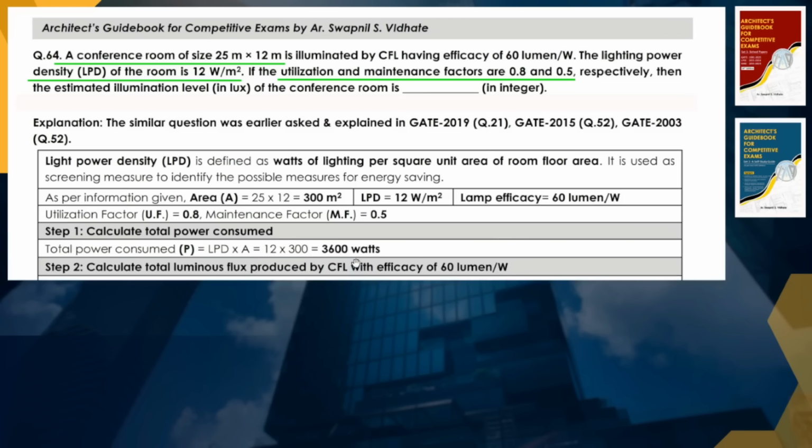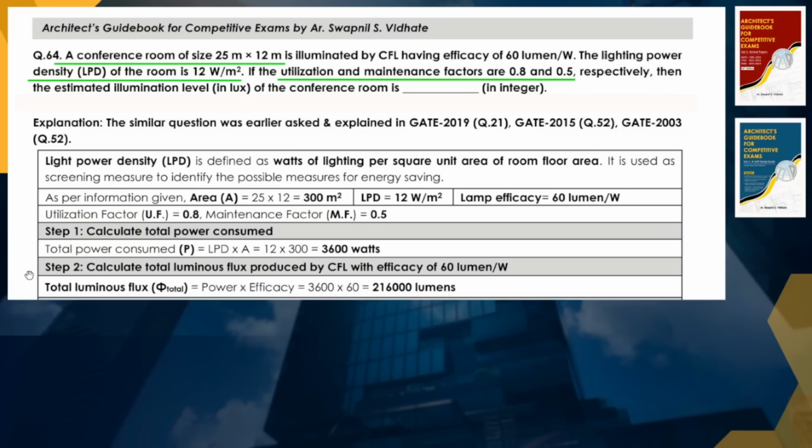In step 2 we will calculate the total luminous flux produced by the CFL with the efficacy of 60 lumen per watt, right? So what we need to do is multiply this 3600 with the luminous flux of one particular lamp. So the total luminous flux will be the power, 3600, multiplied by the efficacy of a single CFL. That will be 216000 lumens, right?